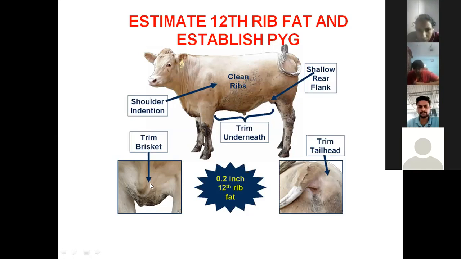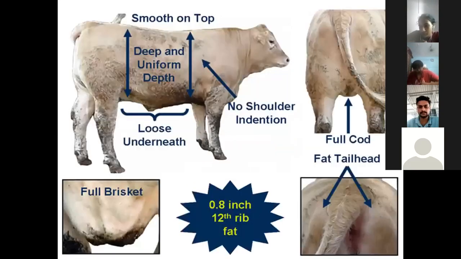Another thing is the brisket area. You can see my pointer. This is the trim brisket. The brisket is not full. If the brisket region is full, it indicates a more fatty animal. You can expect it to have more fat. So that is the difference you can see here.